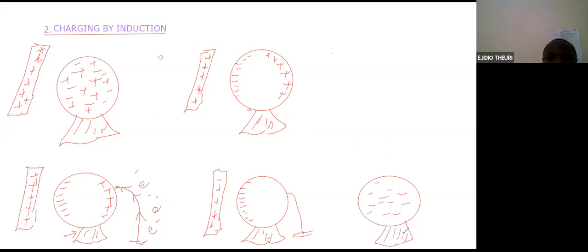So I want everyone to use it at this point. At this point, I want everyone to use here. Here, you're going to use a negatively charged rod. You tell me what will happen. Kila mtu afanye hivyo. I will give you 1 minute to do that.